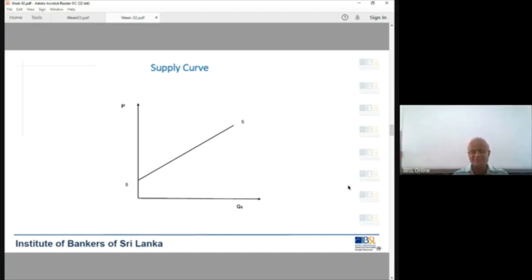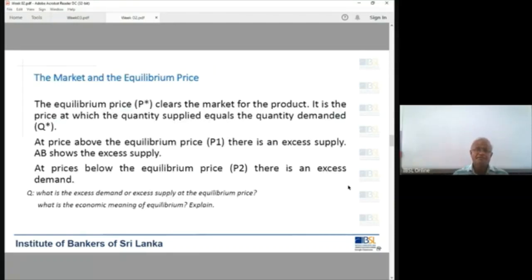Both are upward sloping. It is just a classification. So in mathematics and economics, the drawing of the curves is slightly different. There is no other difference.